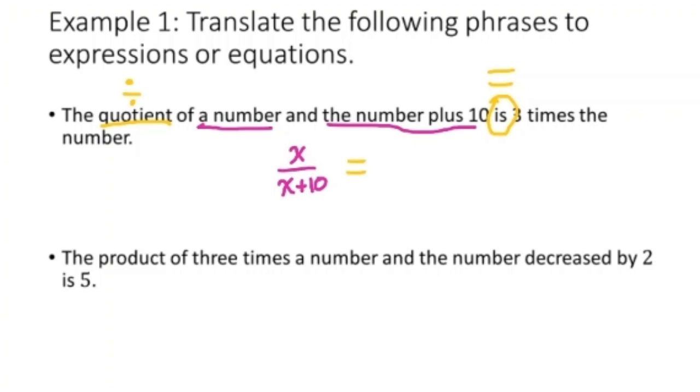Is would be the equal. What's going to be on the right-hand side? 3 times the number. So we would have 3x. So our phrase translates to x over x plus 10 equals 3x.